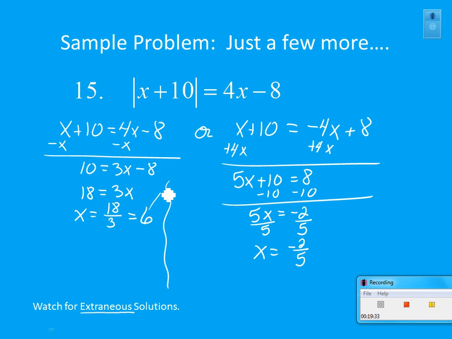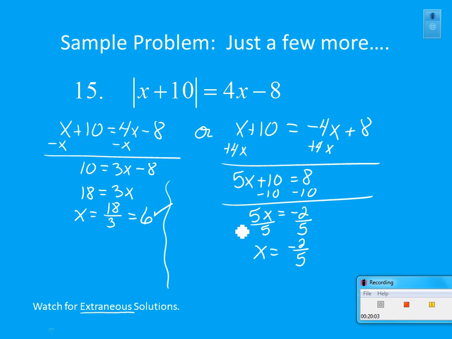So I'm going to plug a 6 right there for a second. Well, if I do that, 4 times 6 minus 8 is some positive number. Since that gives me a positive number over here, it works. Really, it becomes 24 minus 8 is 16. Plug a 6 right there, I got 16. The absolute value of 16 is 16, so this answer worked. But I need to try negative 2/5 also. So check out what happens.